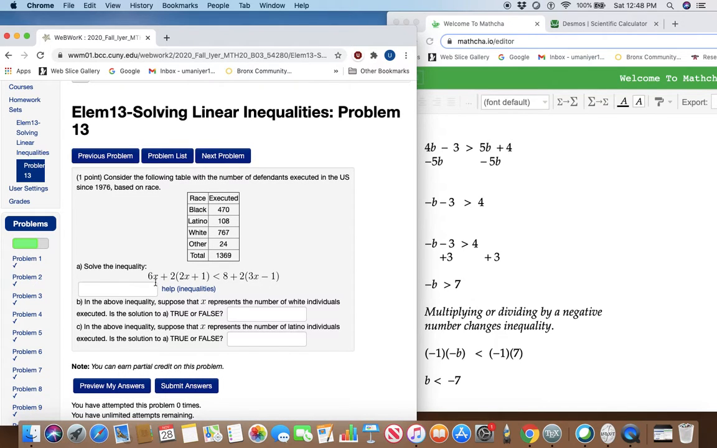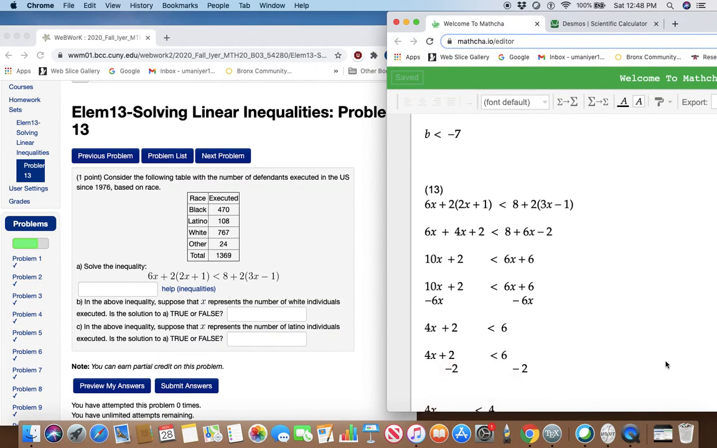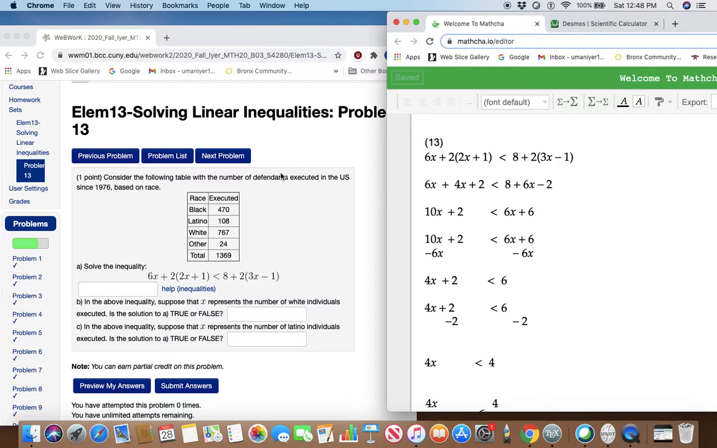Regardless, solve the inequality. So 6x plus 2 times 2x plus 1 less than 8 plus 2 times 3x minus 1. Okay, ignore the rest of it, guys. I mean, I don't know why WebWork has such questions, but it does. Let's see. 6x plus 2 times 2x plus 1 is less than 8 plus 2 times 3x minus 1. So this you can distribute. So 6x plus 4x plus 2. Here distribute the 2, 6x minus 2.